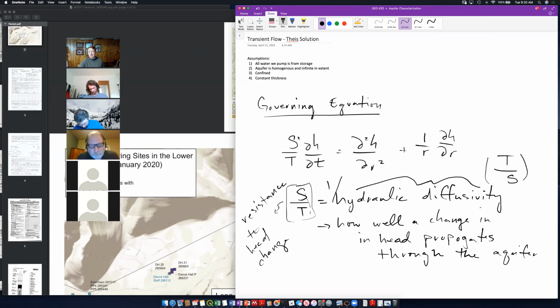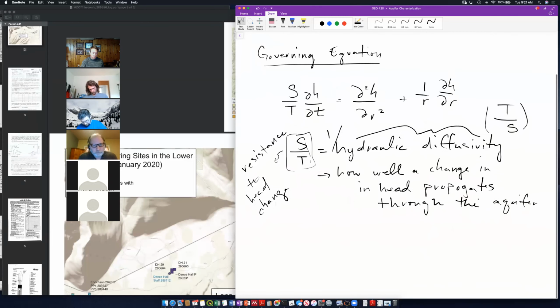All right, so this term, this resistance to head change, you'll actually hear more of it in the 1 over the hydraulic diffusivity, which is how well a head change propagates. But they're essentially the same thing. They're just a measurement of what we might expect, or a characteristic of how we might expect our aquifer to respond to a head change. So when we drop the head in the well, how easily does that cone of depression propagate through our aquifer?